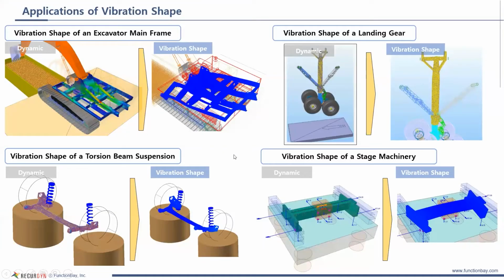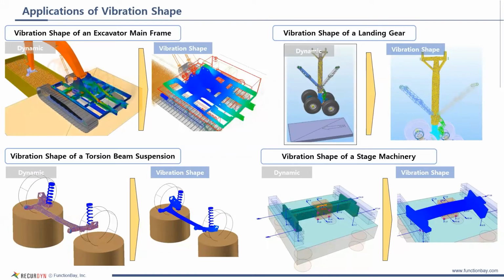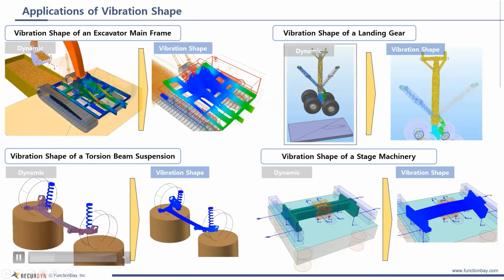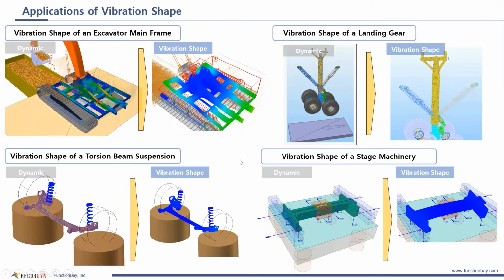So here's some examples of this toolkit in use. Here we're looking at an excavator mainframe. You can see this is the RecurDyn simulation in the time domain, and then this is looking at the vibrational shape. And then a similar thing here with this component, this torsion beam in operation, and then being able to look at the vibrational shape of it.